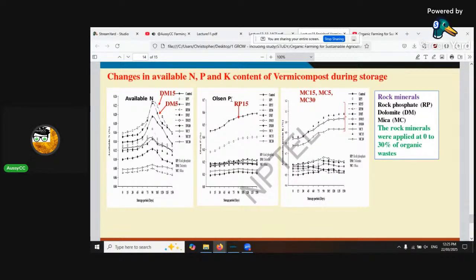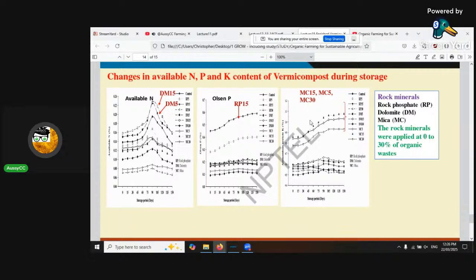And testing the phosphorus continues to get enriched as things get broken down. Where's the control? It's down here. What's that? Rock phosphate. That's RP. Okay. So as the rock phosphate gets broken down, that's why it keeps going up. All the other minerals are pretty similar. What's this one? DM15. It's dolomite 15. So that goes up a bit. Maybe it wasn't supplied in powder form.